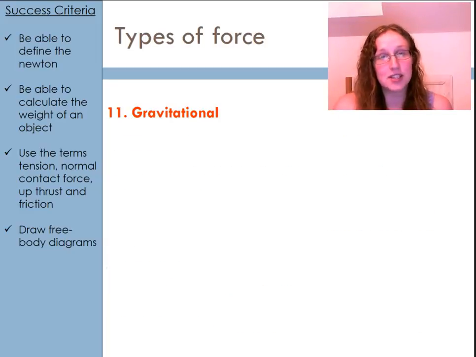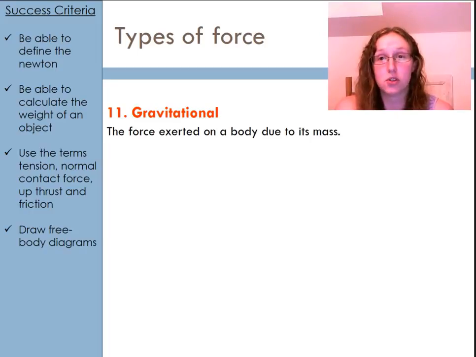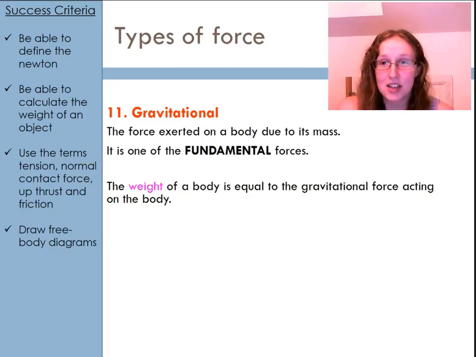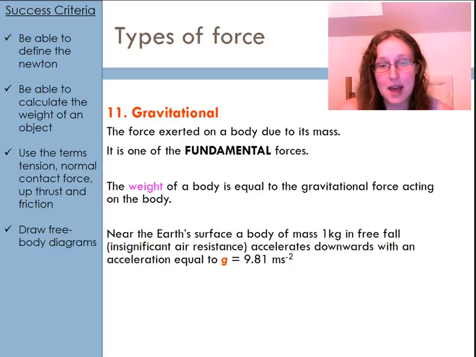Our final force is another fundamental one, and it's the gravitational force. This is the force exerted on a body due to its mass. As I said, this is a fundamental force, and it can also be considered as being the weight. So the weight of an object is equal to the gravitational force acting on it. For most situations where we are interested in using gravity, we will use gravity as being 9.81. So if we wanted to calculate the weight of an object, we would do the mass times 9.81.